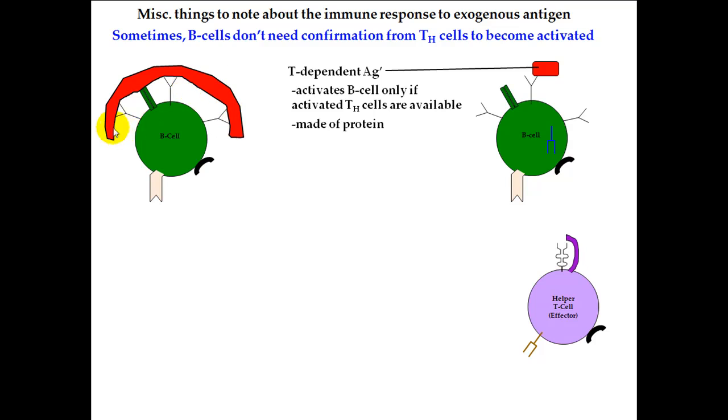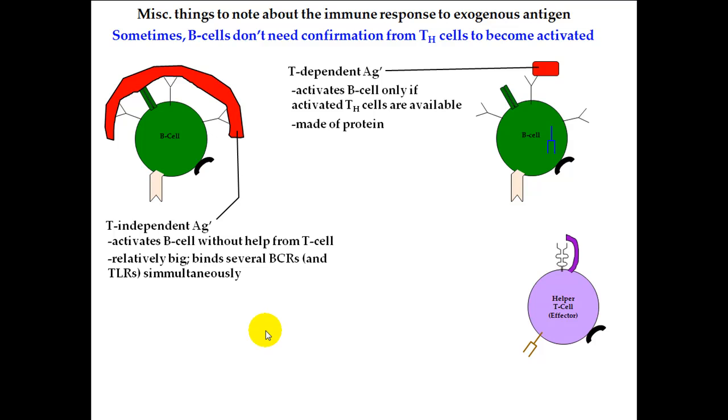On the other hand, we've just mentioned that there are certain types of antigens that can cause a B cell to get activated even if it doesn't receive confirmation from a helper T cell. This type of antigen is called a T-independent antigen. It's called T-independent because it can activate a B cell even without the help of a helper T cell. A couple of things about T-independent antigens: they tend to be relatively big, which means that they're able to bind to several B cell receptors all at once, and they can also bind to any toll-like receptors on the surface of a B cell. So they can bind to all of those simultaneously.